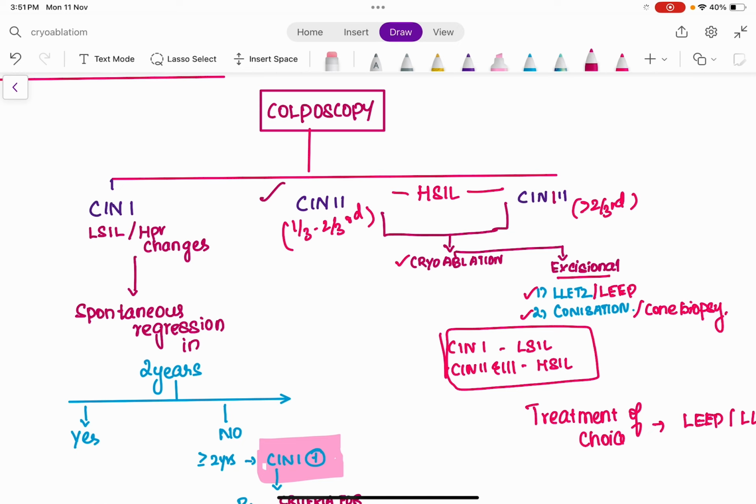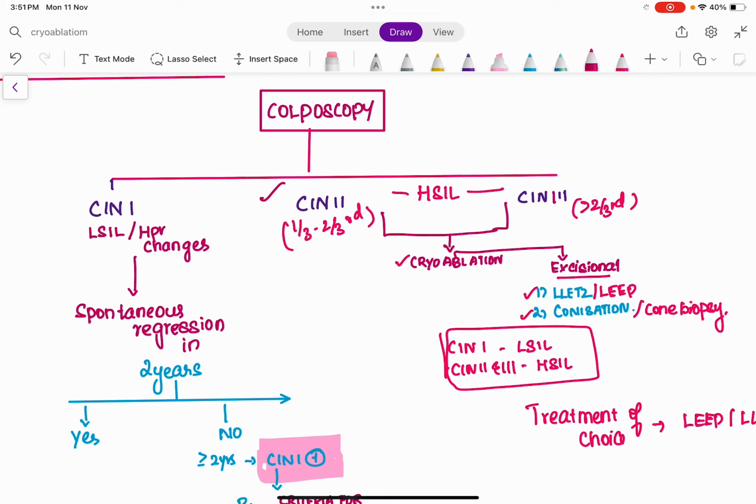So in this module, we are going to deal with the reports of colposcopy, right? Based on the reports of colposcopy, what treatment options can be done in patients. This is all about which we will discuss in this module. As we all know, colposcopy is a diagnostic test. Since it is a diagnostic test, based on the reports of colposcopy, treatment can be done.